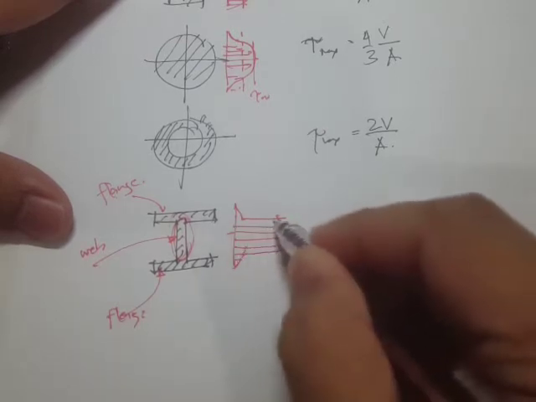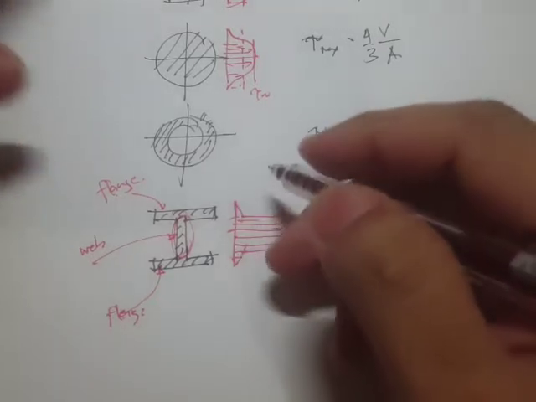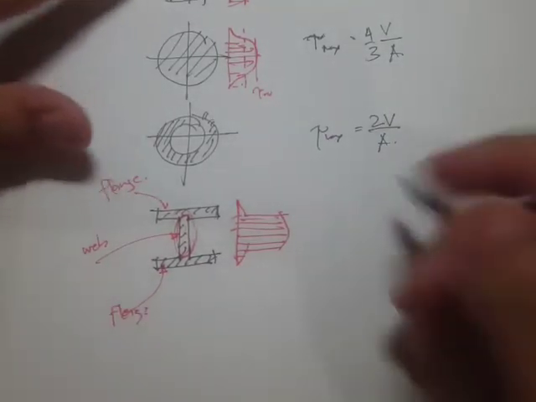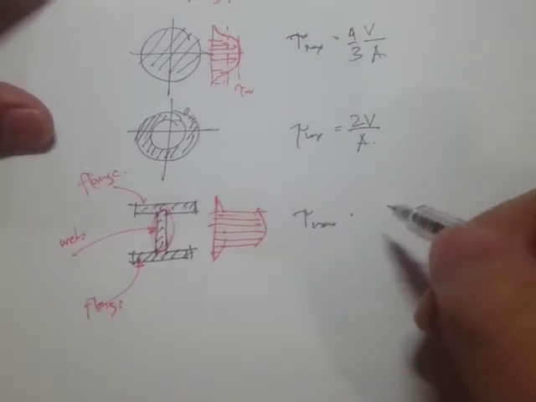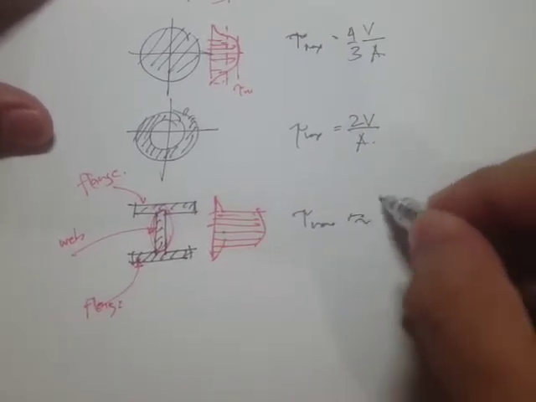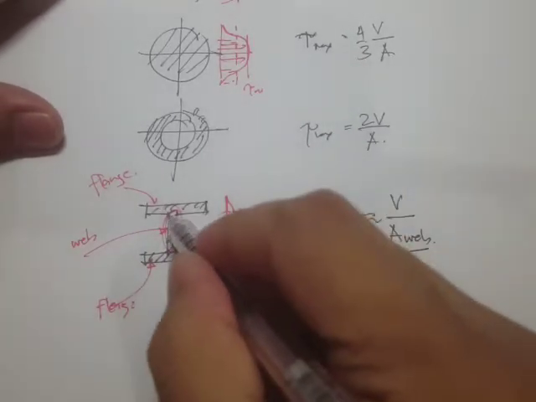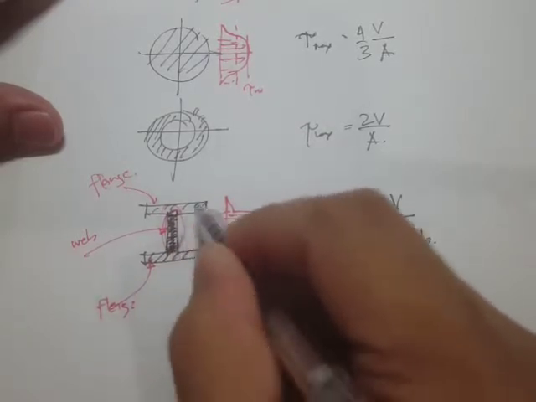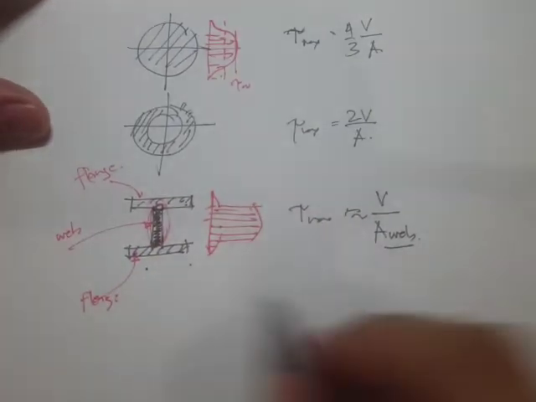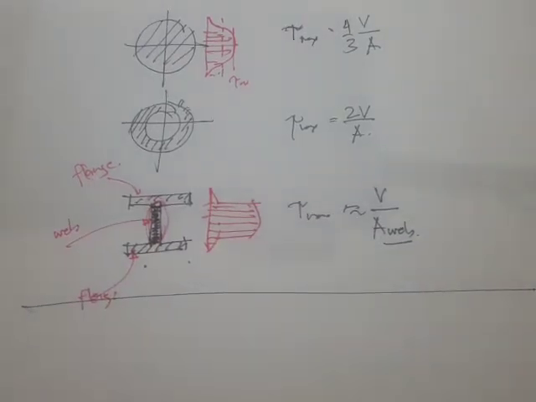Okay, so you see there are differences in the stress profile for different cross sections. The maximum shear for this is approximately taken as the internal shear divided by the area of the web only. So when we say area of the web, it's just this area. It's not including the flange area. So that's for the shear stress distribution.